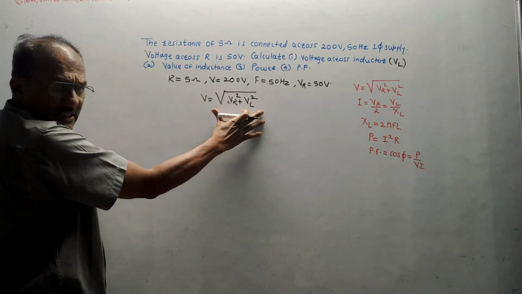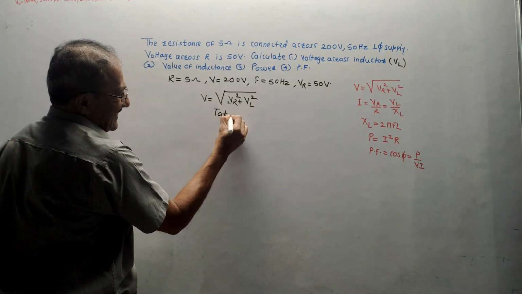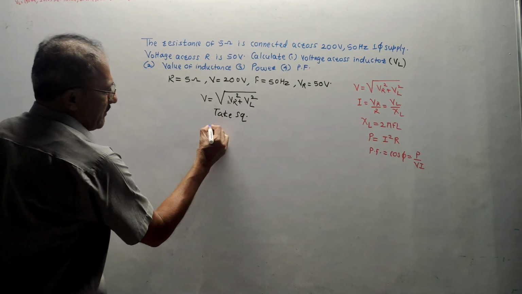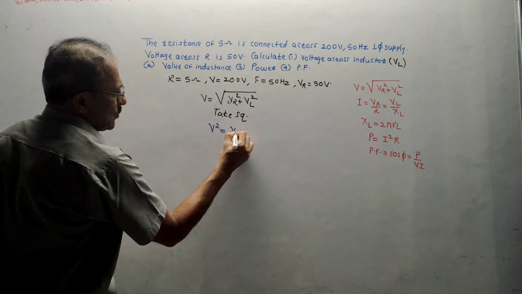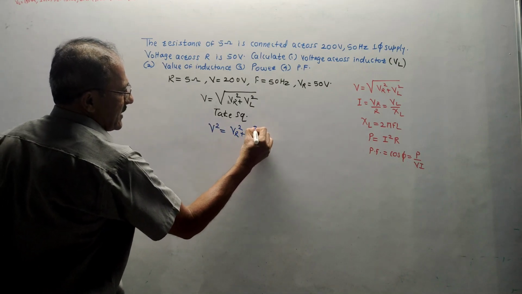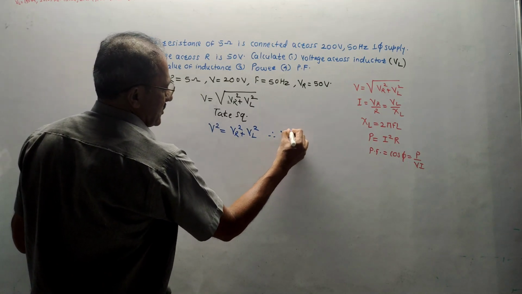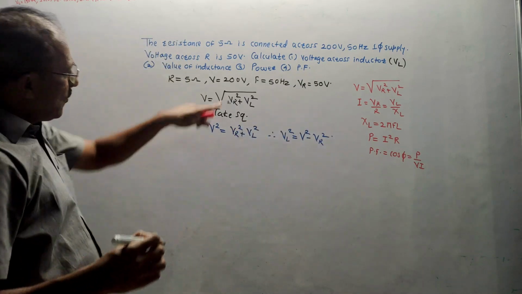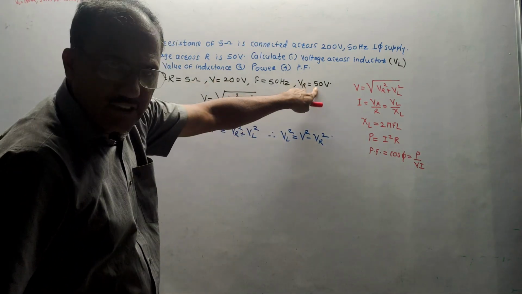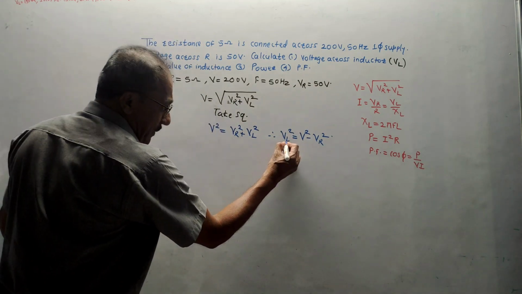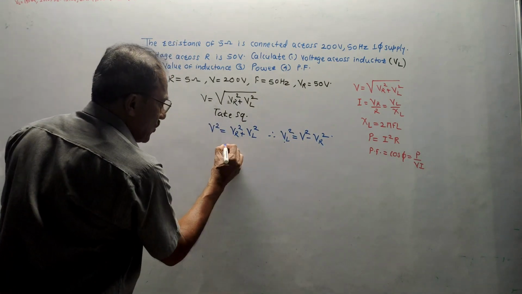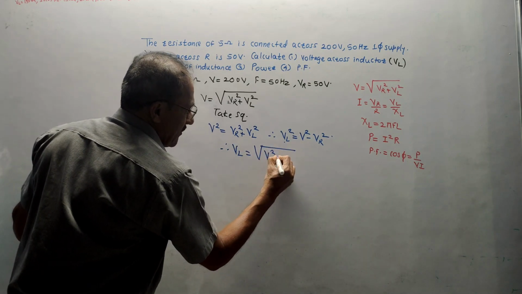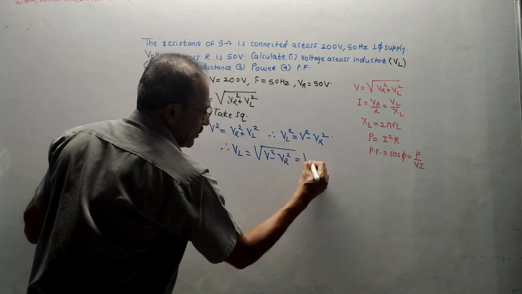So let us simplify this equation. Take square on both sides. If you take square on both sides, then the square root vanishes. So it becomes V square is equal to VR square plus VL square. Therefore, VL square is equal to V square minus VR square. Now V is the supply voltage, VR is the voltage across the resistor, all values are given. So I can write VL is square root of V square minus VR square. Simply put the values.